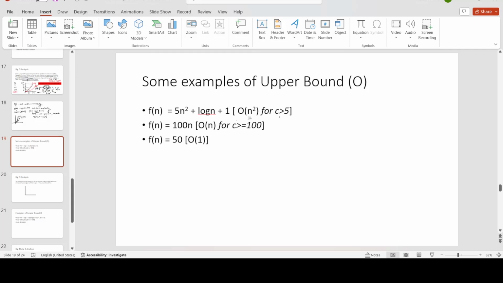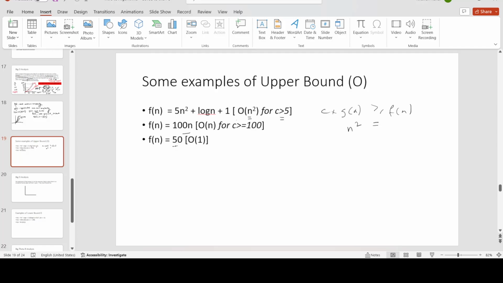And for c greater than 5, this is because when we multiply c with n squared, by definition we know that c times gn must be greater equals fn. So if gn is n squared, c must be greater than 5 so that this equation satisfies. Now, if fn is 100n, then big O of n for this equation is, the big O is n, upper bound, for c greater equals to 100.